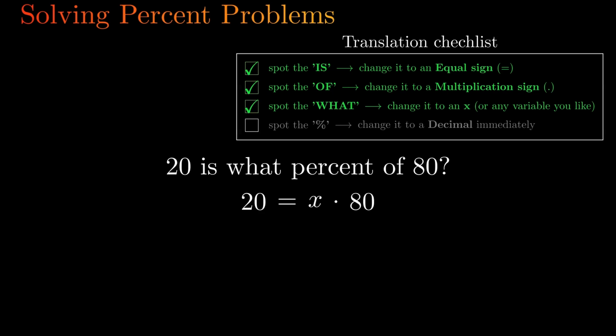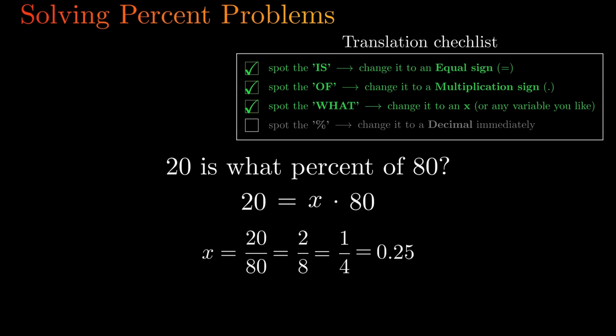We want x alone, so we need to get rid of the times 80. The opposite is dividing by 80. X equals 20 divided by 80. Now we simplify that fraction. Both end in 0, so we can chop those off to 8ths. That simplifies to 1/4. And from our decimals chapter, we know that 1 divided by 4 is 0.25.